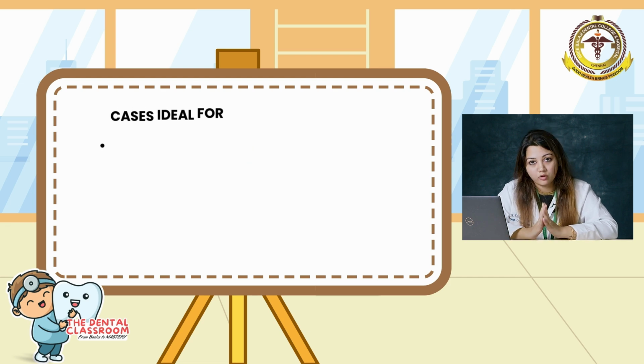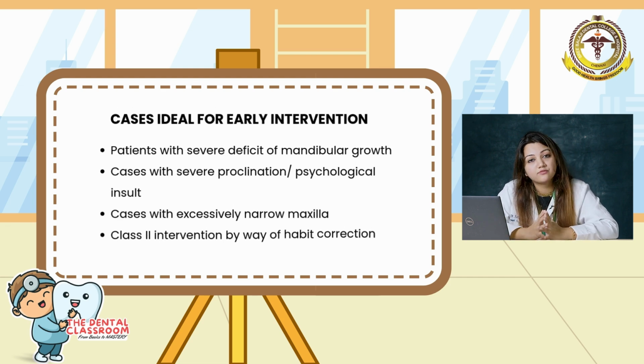So if these problems exist, the ideal cases for early intervention involve a patient with severe deficiency of mandible, severe proclination of maxillary anteriors, a severely narrow maxilla, or habits. Class 2 correction can be also as an intervention of habit correction.